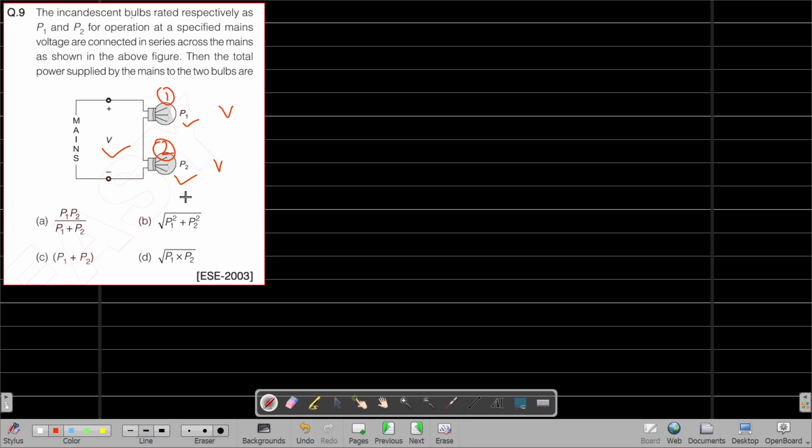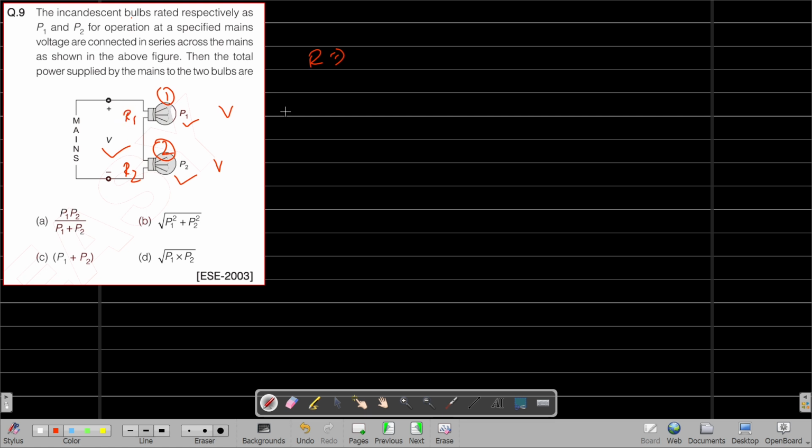And there is one more thing we have to consider, that power dissipates across resistors only. So bulb 1 has resistance R1 and bulb 2 has resistance R2. So power will dissipate across R1.